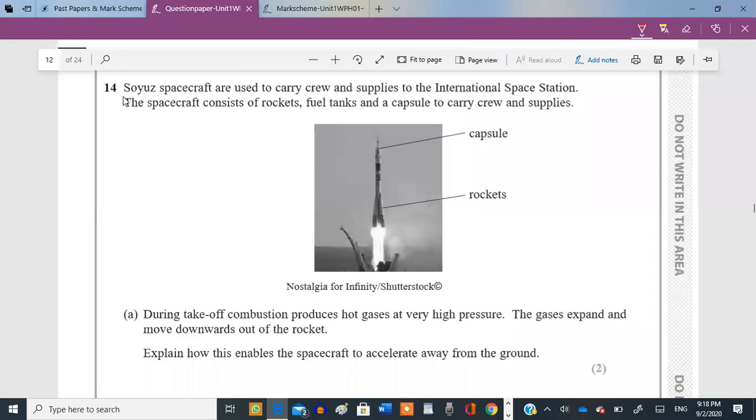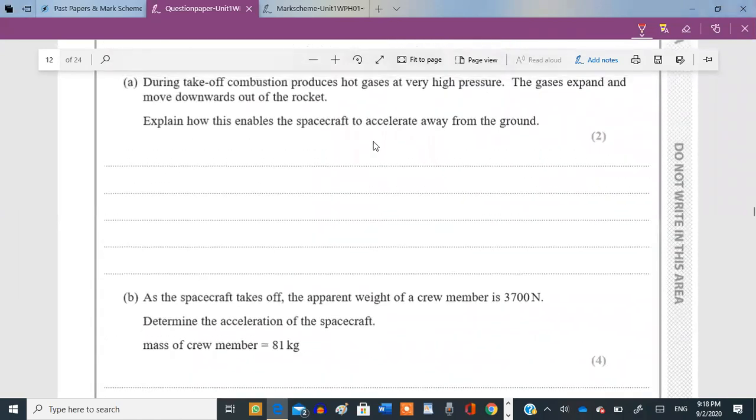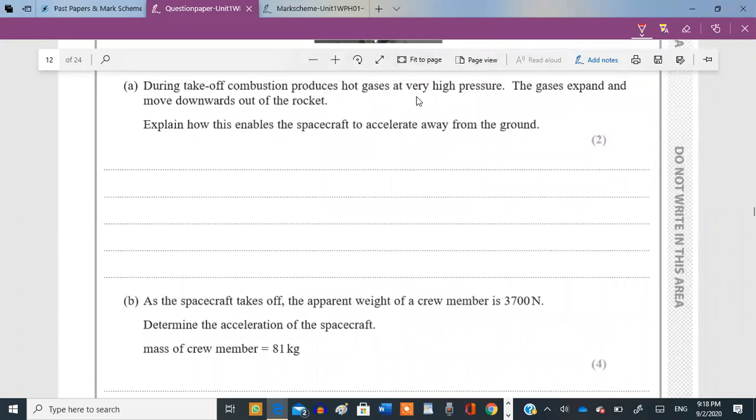Or I don't know how to pronounce this term, but I'll call it Soyuz. Spacecrafts are used to carry crew and supplies to the International Space Station. The spacecraft consists of rockets, fuel tanks, and capsules to carry crew and supplies. Okay, this is your spacecraft with the capsule and the rockets. During takeoff, combustion produces hot gases at high pressure. The gases expand and move downwards out of the rocket. Explain how this enables the spacecraft to accelerate away from the ground.